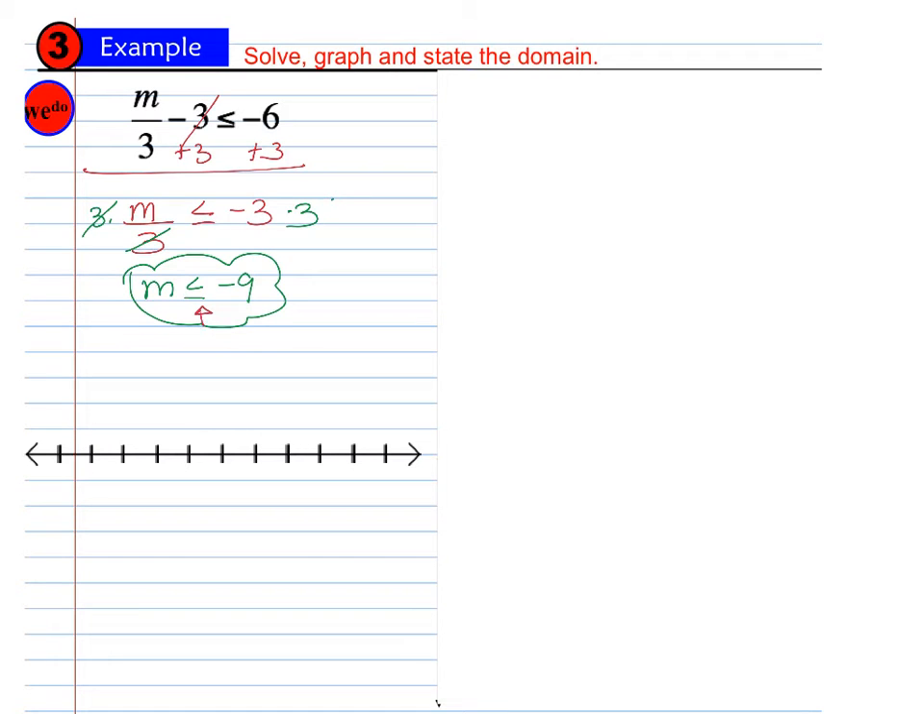This inequality symbol right now tells me it's less than or equal to, which means it's a filled in circle and brackets. That means when I do my graph, I'm going to have 0 here, negative 9 there. At negative 9, I'm going to put a filled in circle because negative 9 is part of my answer. Because if I substitute it back into the m, it makes it a true statement. It's going to be a bracket, and I know all the numbers that are less than negative 9 are always going to be to the left of that number. So it goes to negative infinity.